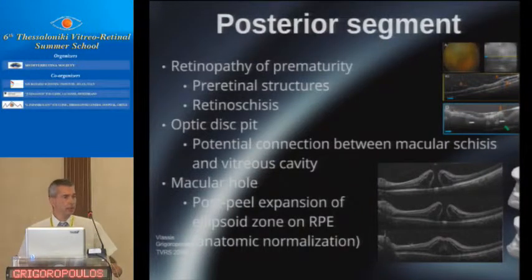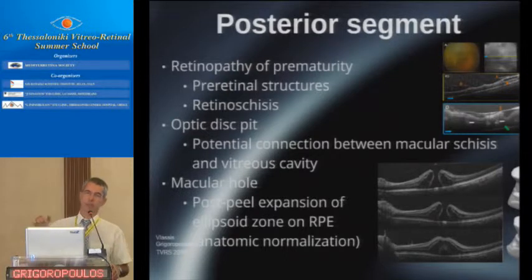In children with retinopathy of prematurity, the doctors who were doing the surgery and were using the intraoperative OCT were able to see the existence of pre-retinal structures and the existence of retinoschisis, which was very useful during surgery. In cases where they had the optic disc pit, some surgeons found out that there was a relation between the macular schisis and the vitreous cavity. There was a communication, and that was shown with the intraoperative OCT, as the fluid and the retina were moving intraoperatively.